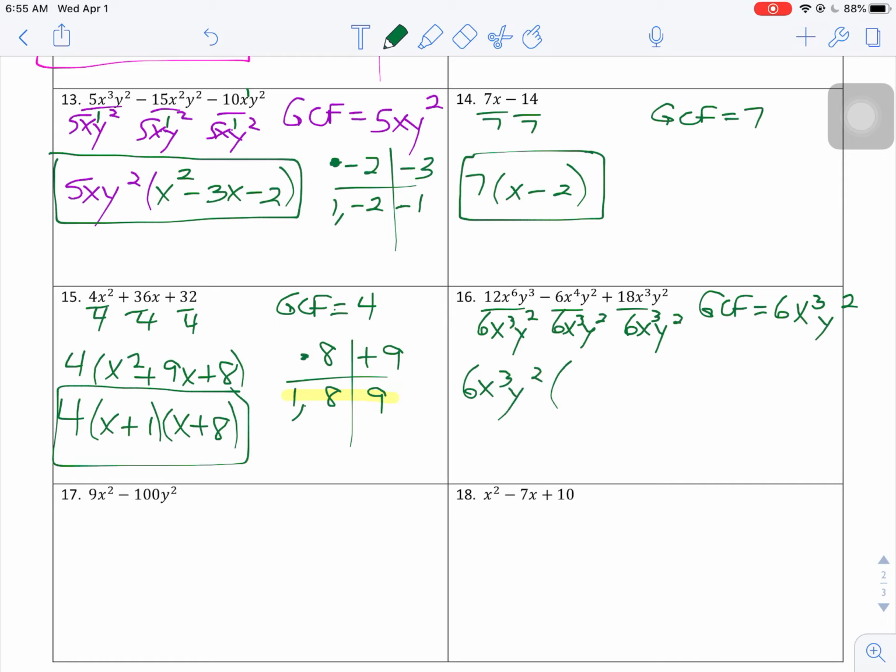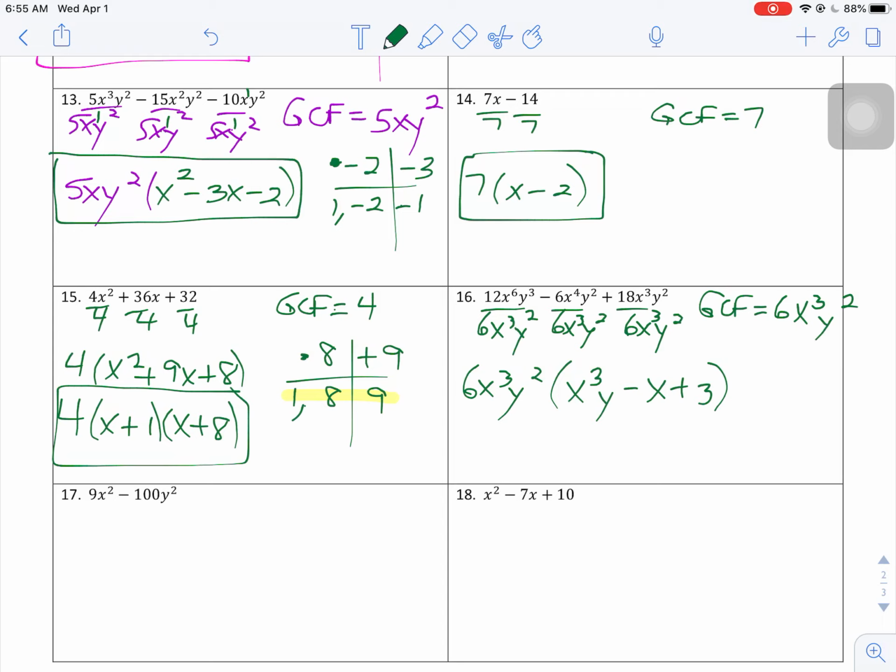And then when you're dividing like bases, subtract the exponents. So on those x's, 6 minus 3 is 3. On the y's, 3 minus 2 is 1. So y to the invisible 1. Minus 6 divided by 6 cancels. On the x's, 4 minus 3 is 1. So x to the invisible 1. And then y squared divided by itself cancels out to 1. In the back, 18 divided by 6 is 3. X to the third divided by itself cancels. And y squared divided by itself cancels.